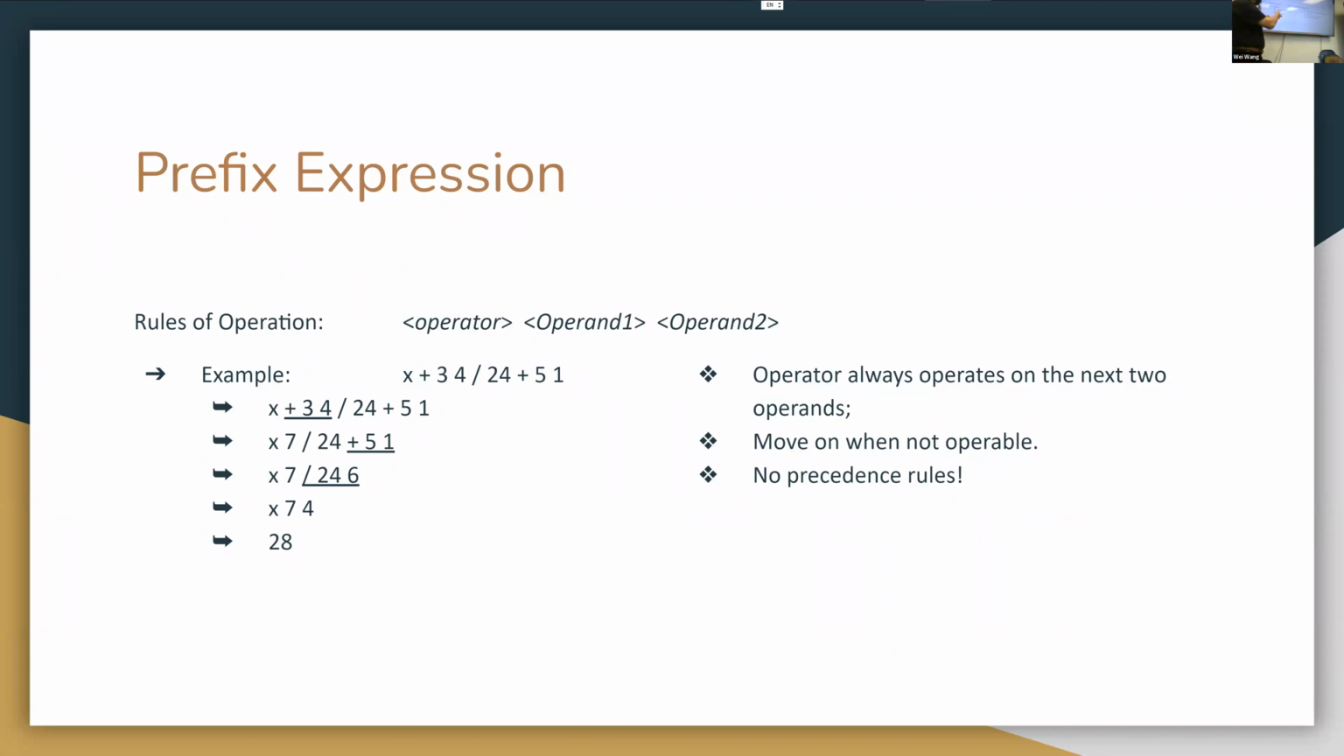So we don't have any precedence rules. We don't have parentheses. We don't have all that. And if we have an exponential in here, we follow the same rule. If we have an exponential and then two numbers, we do exactly like that. So we can do this with the exact simple rule: operator, operand, and operand, and you can do it.